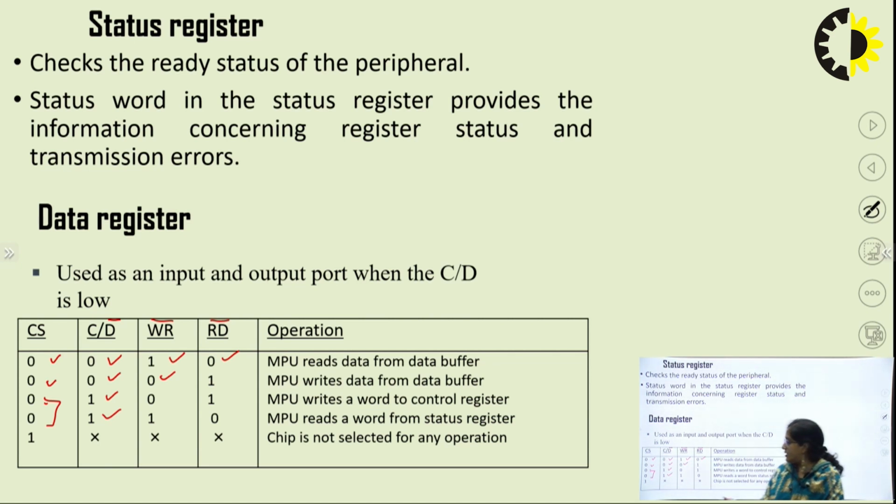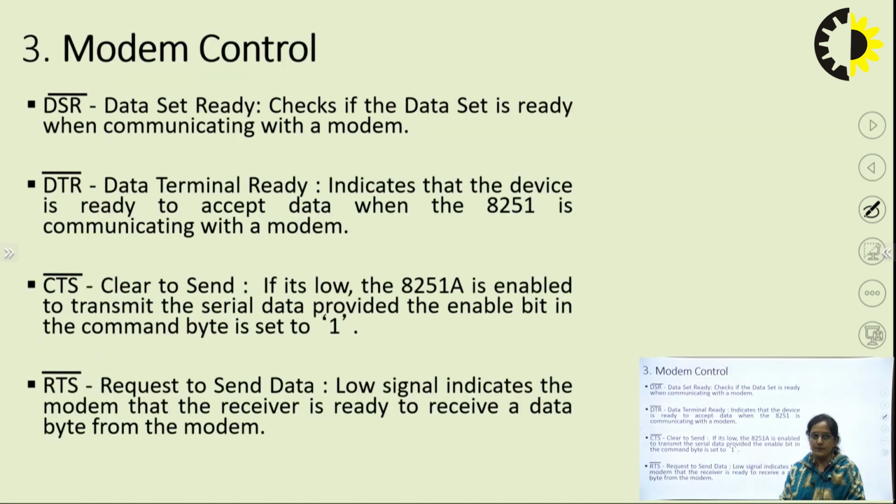If this chip selection pin is high, indicating that this chip is not selected, the microprocessor is not performing any task with 8251. So before performing any task with 8251, the microprocessor has to make this chip selection logic 0.